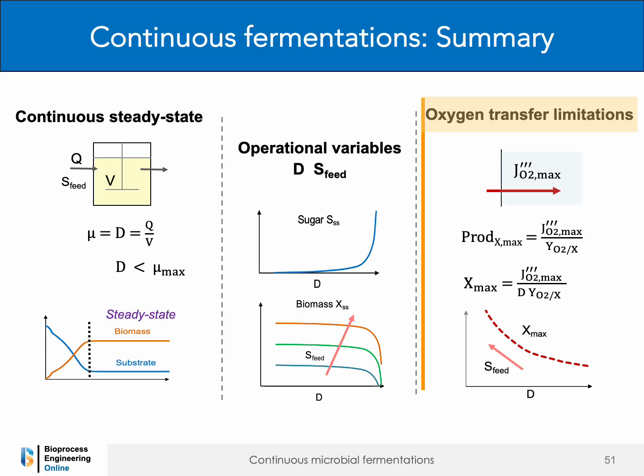Under aerobic conditions, the attainable steady-state biomass concentration is ultimately limited by the maximum volumetric oxygen transfer rate. Once this oxygen transfer limit is reached, the maximum achievable fermenter productivity becomes independent of both the dilution rate and the feed sugar concentration. These two variables, however, continue to strongly influence the steady-state biomass concentration. A key feature of continuous fermentation is therefore the ability to increase biomass levels by reducing the dilution rate, or equivalently, by operating at lower specific growth rates.